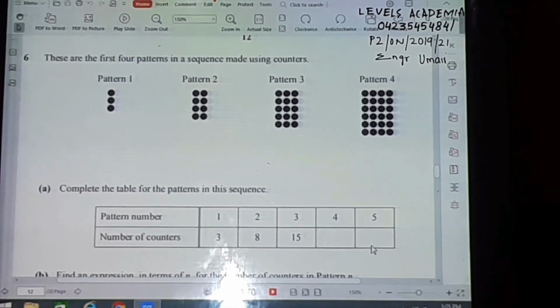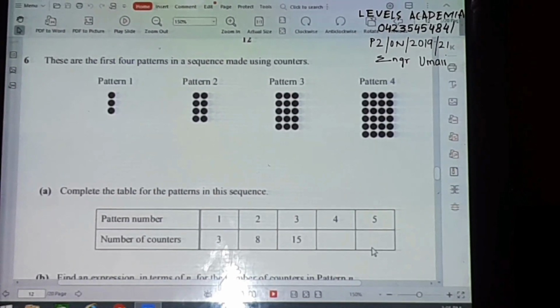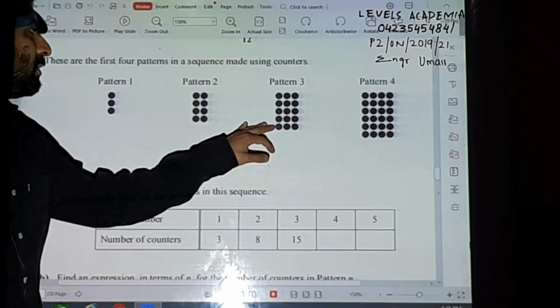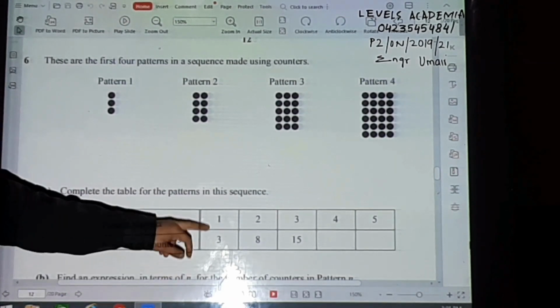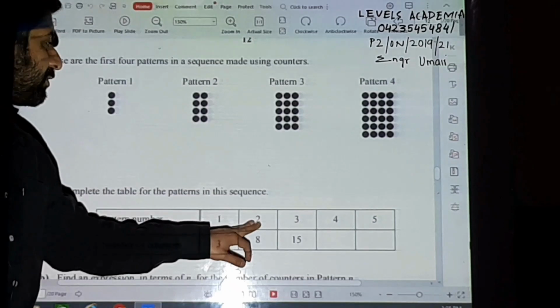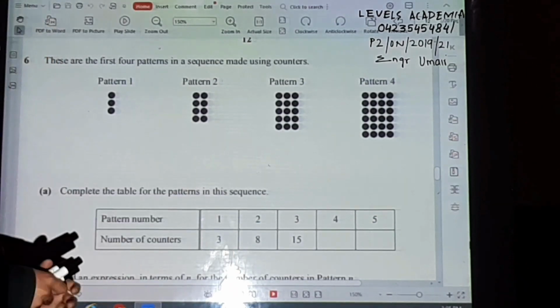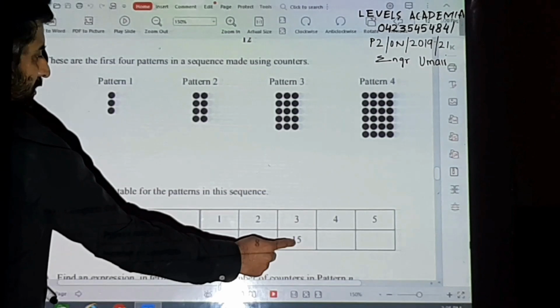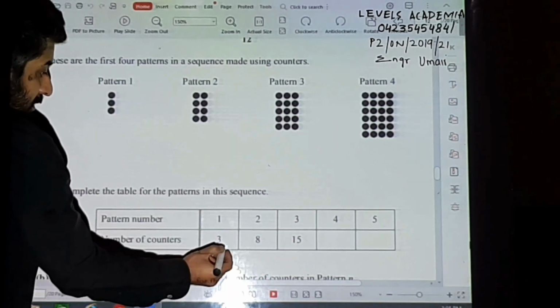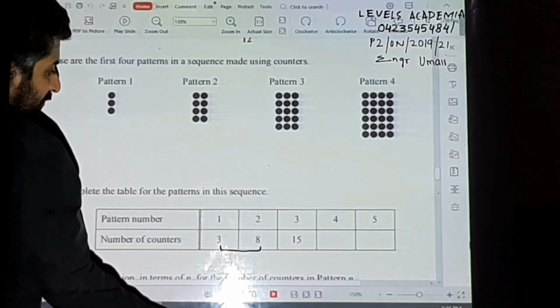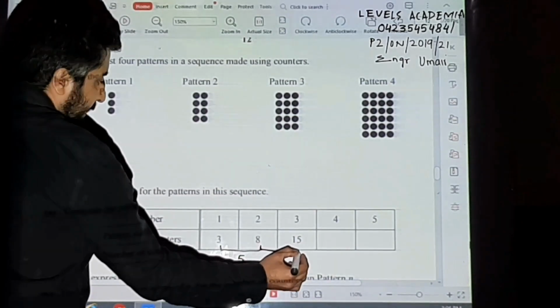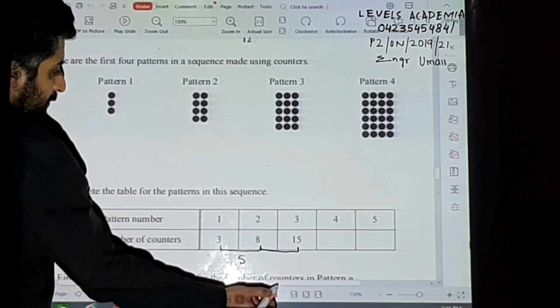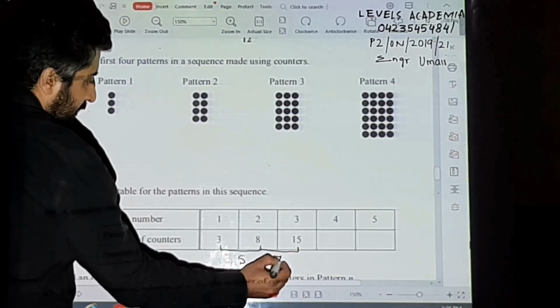Question number 6 is there are the first 4 patterns in a sequence made using counters. So, pattern 1, pattern 2, 3 and 4. So, pattern number is 1 and number of counters are 3. Then we have pattern number 2 and counters are 8. Then we have pattern number 3 and counters are now 15. So, what is the difference in the number of counters of the first 2 patterns? The difference is 5. Then the difference in the next 2 counters mean pattern number 2 and pattern number 3, the difference in counters are 7.